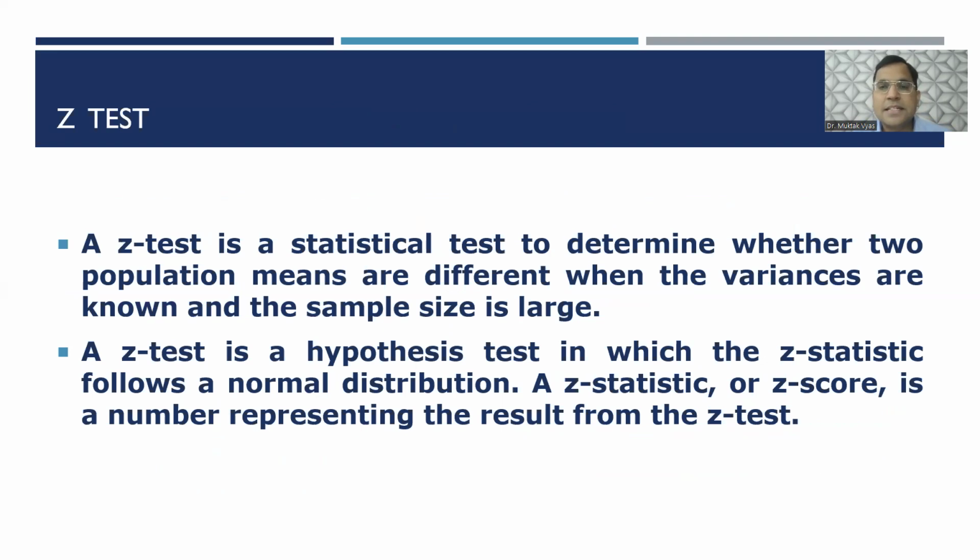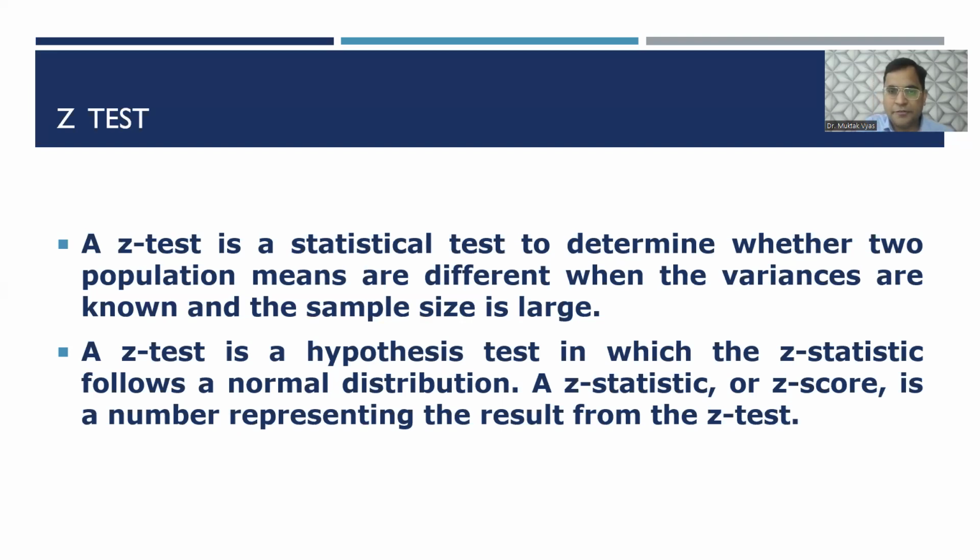Z-test is a statistical test to determine whether two population means are different when variances are known and the sample is large. Z-test is a hypothesis test in which the Z statistic follows a normal distribution. Z statistic or Z score is a number representing the result from the Z-test. So Z-test is used when your sample size is greater than or equal to 30 and you know the variance of the universe or the population. So it is an important test.